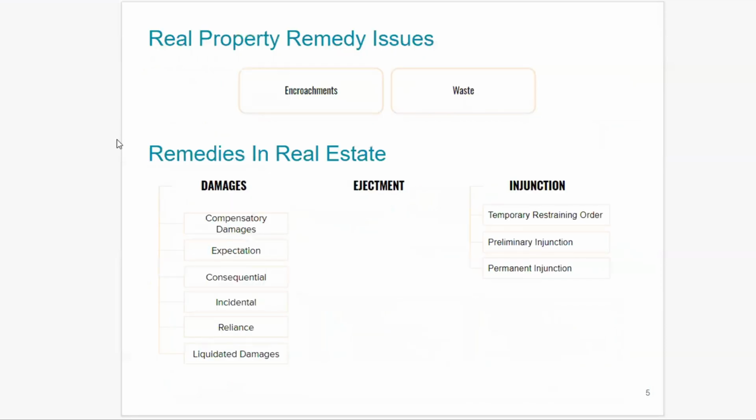And here we have real property. We've got encroachments, waste, damages, ejectment, and injunction. So these are separate. I put things in separate slides with a maximum of usually 3 concepts maximum, because we want to create an experience. My theory is when you're actually studying, we're creating memories.